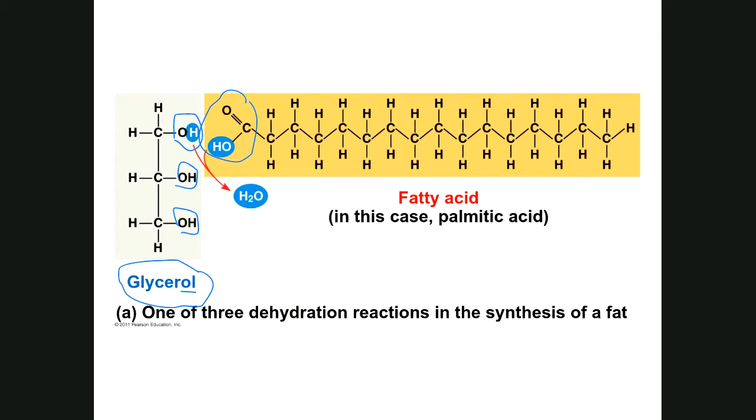And what the fat cell or the adipocyte will do is it'll take 3 fatty acids, each fatty acid at its carboxyl end, and it'll covalently bond them to each of these hydroxyl groups on the glycerol molecule through that same chemical reaction, dehydration synthesis.